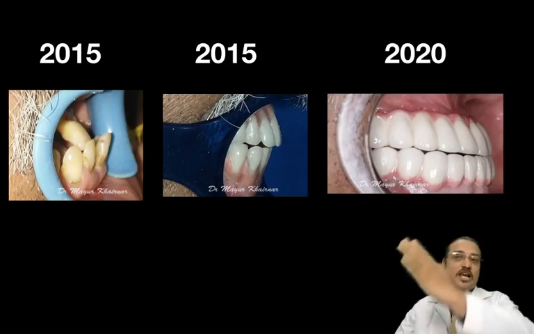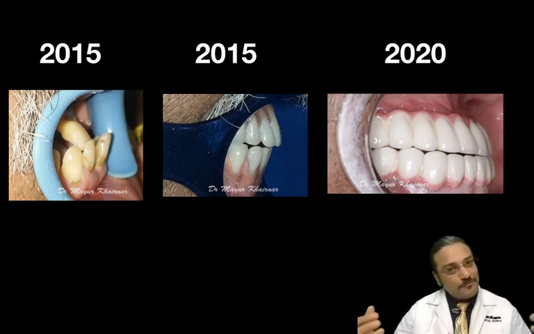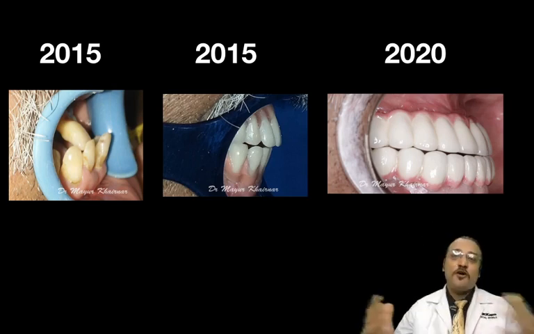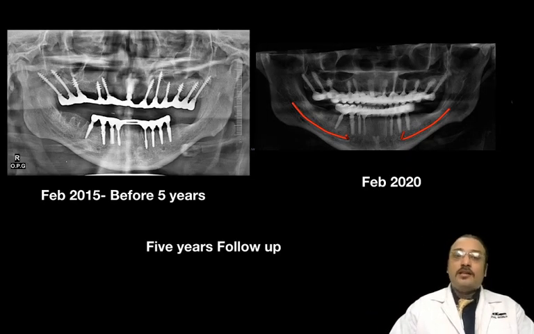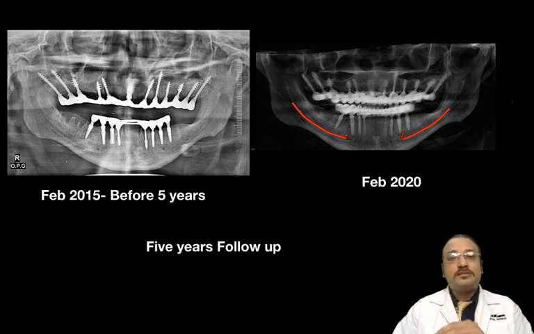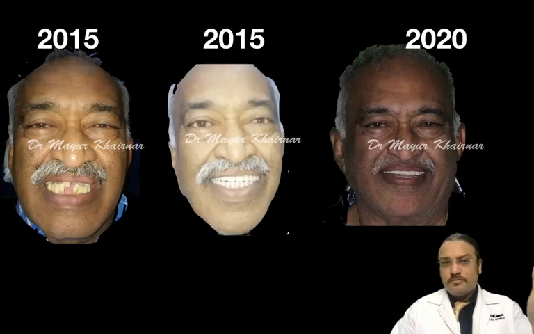That's the profile of the patient before in 2015, then after in 2015 in 3 days with the temporary teeth, and in 2019 with the definitive permanent teeth. This is the X-ray of the patient before, and this is in 2020. Recently the bone level is still the same. It is in fact very good and very well maintained. That's the profile of the patient in 2015 and 2020.